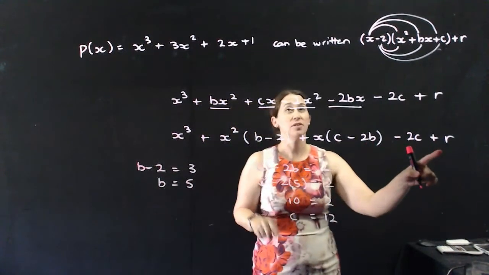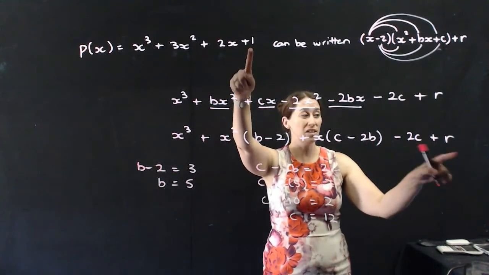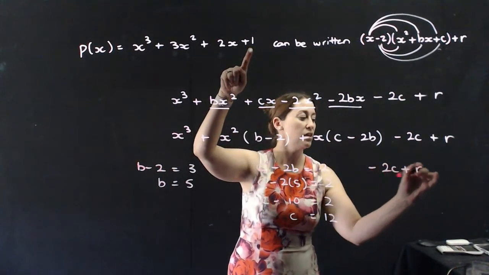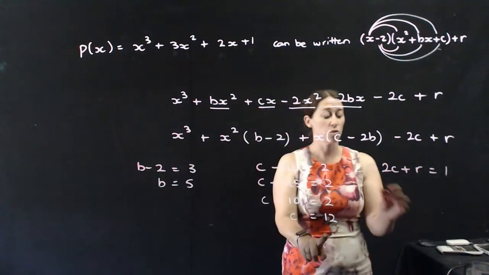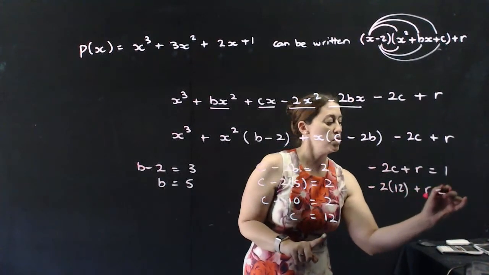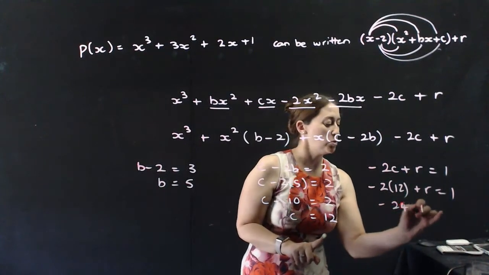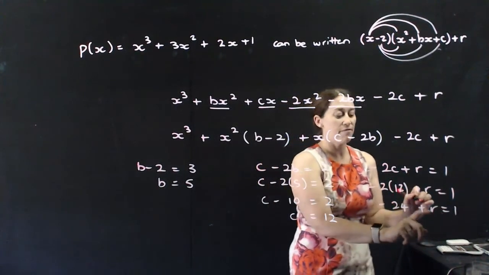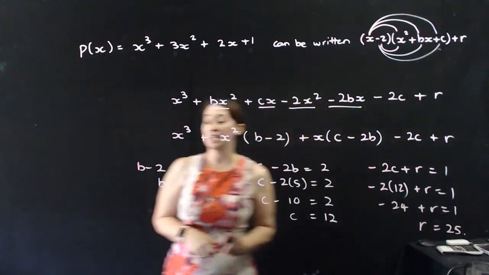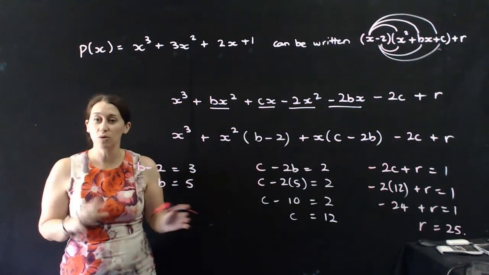And finally, I can do the same with the constant. The constant here is 1. These two terms here involve the constant. So minus 2c plus r has to equal 1. c is 12, so minus 2 times 12 plus r, so it's minus 24 plus r equals 1. So therefore, r is equal to 25. Hopefully, that gives you a bit of an idea about what we can do with polynomials.